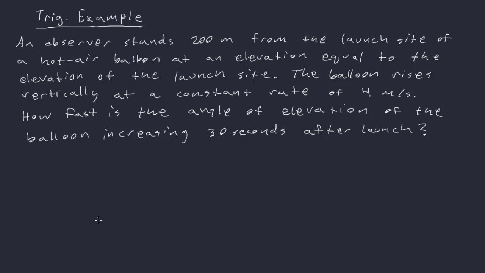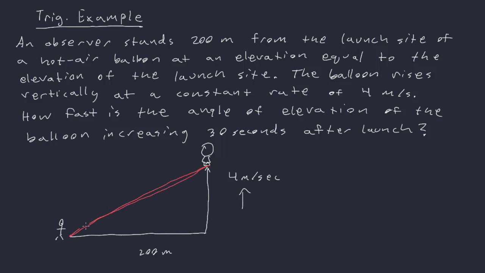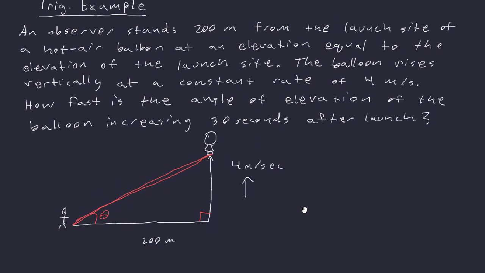So, to describe what's going on here, we have an observer, okay, who we know is 200 meters from the launch site. We have the balloon, right, that's increasing by a constant rate of 4 meters per second. Okay. Now the angle of elevation, when the observer is looking at the balloon, is this angle made between the elevation of the balloon and the ground, essentially. So we're creating a right triangle. Okay, so that's what we're talking about.